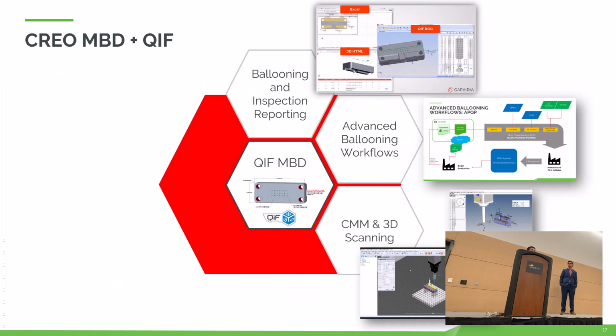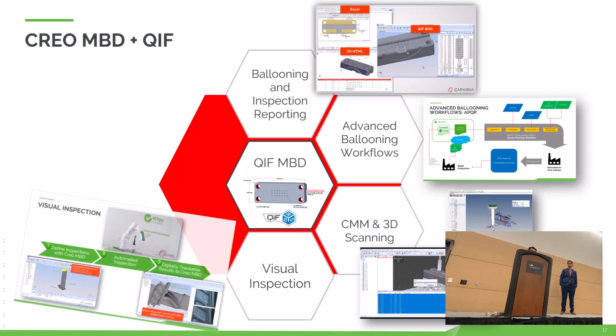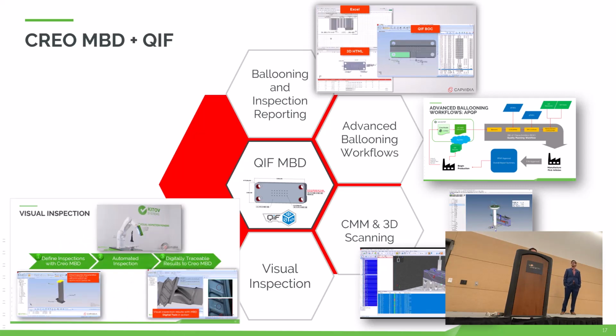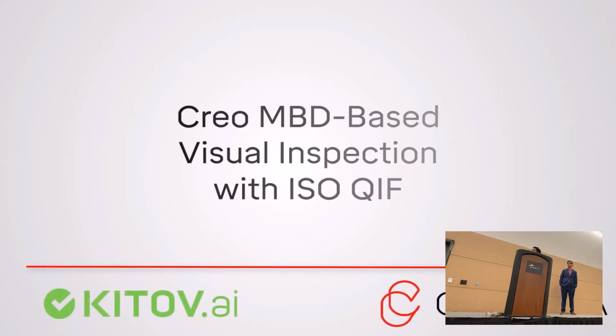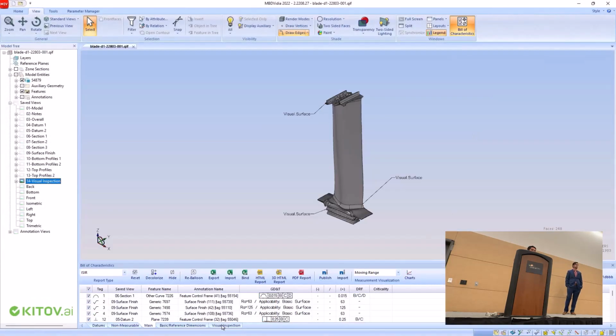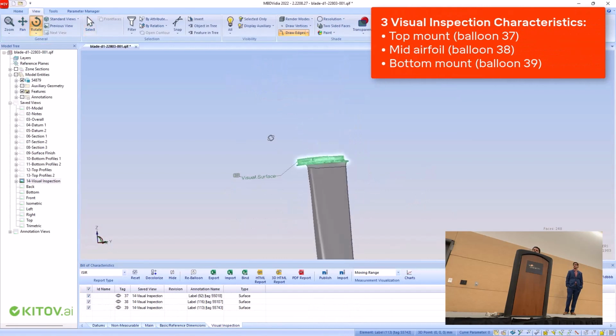In a similar way, we can also implement visual inspection using MBD Vue, QIF, and so on. I'll start this video. This is a software company we are also partnering with, and they specialize in inspection software for visual inspection processes. What we're showing here is that this model is tagged inside Creo to have specific areas where you're going to be checking for some kind of visual condition.